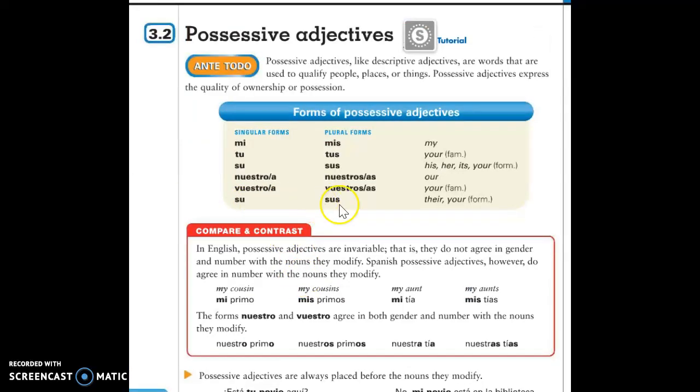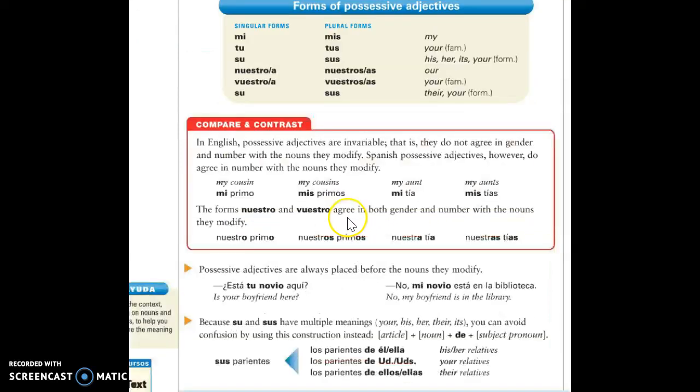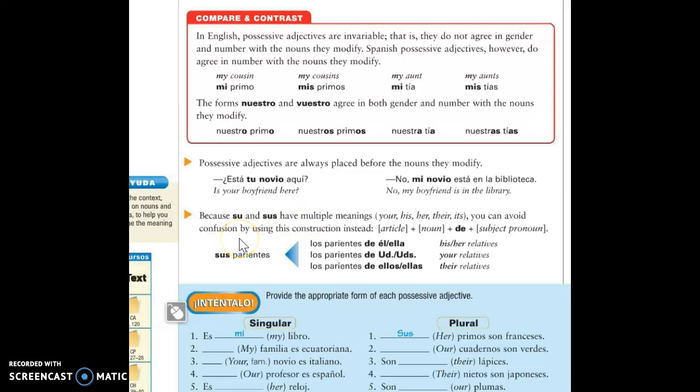So when you're talking about your or their, it is su and sus. There can be some confusion because su and sus do have multiple meanings. So it's your, his, her, their, and its. That's a lot of meanings for just su and sus.